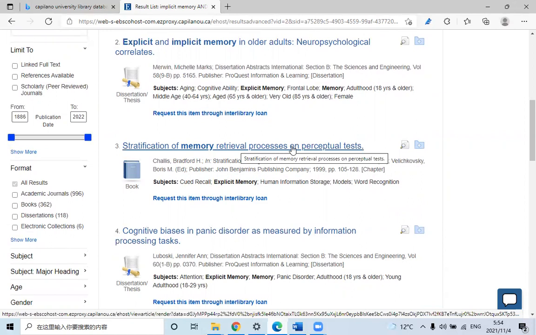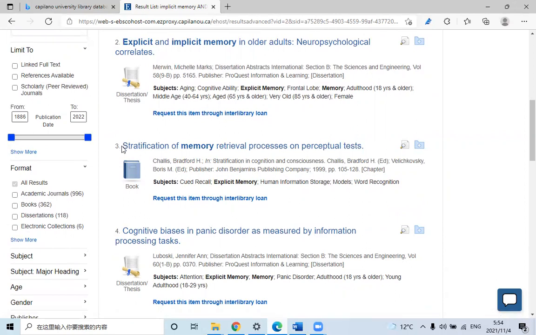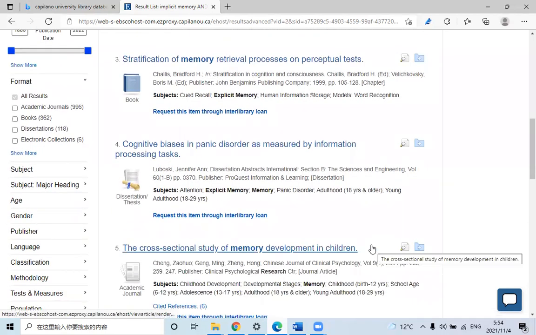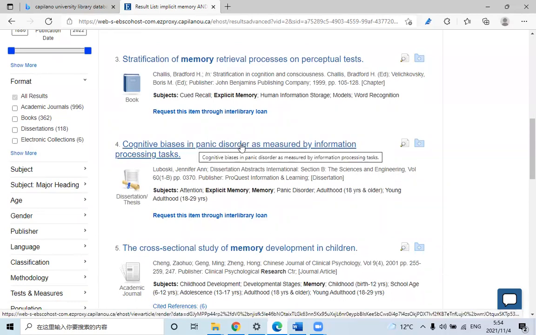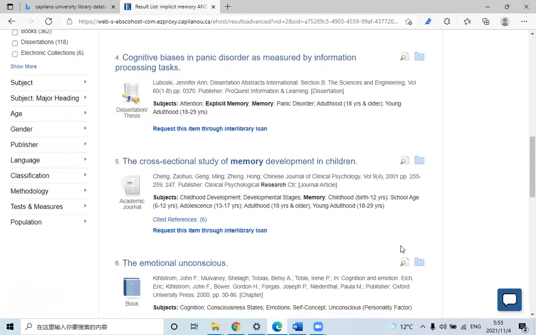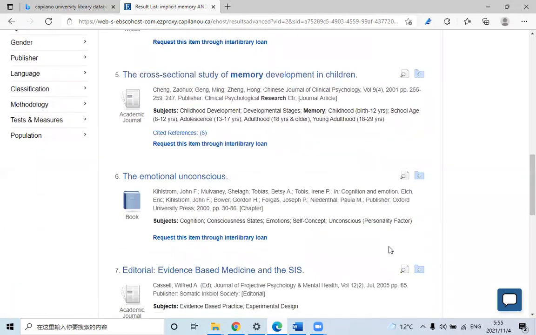Stratification of memory retrieval processes on perceptual tasks. This kind of title tells you that it's a very deep study, a very complex study. It's not only on implicit memory or explicit memory. It studies many factors other than memory, for example, perception. It's not a good choice. Cognitive bias in panic disorder as measured by information processing tasks. Yeah, so not really, it's not catching my eyes.